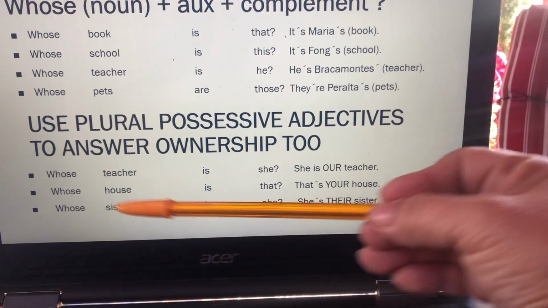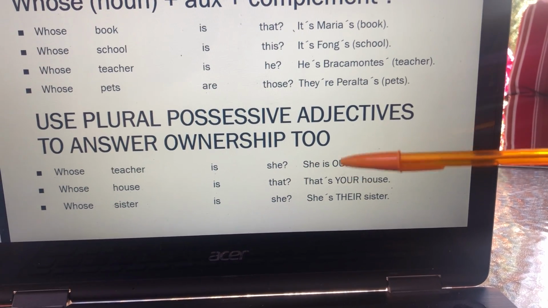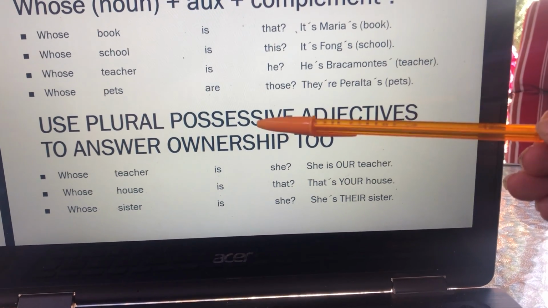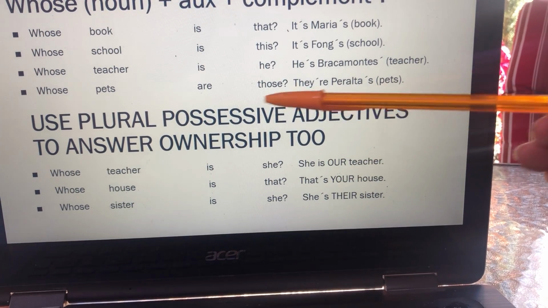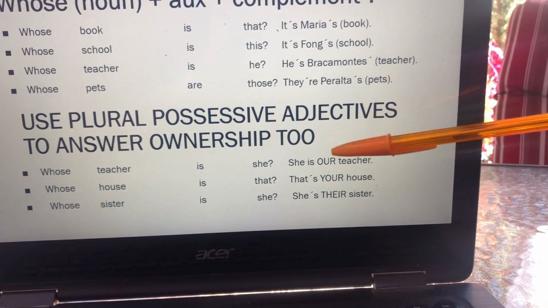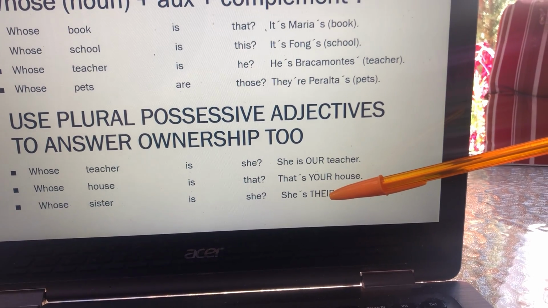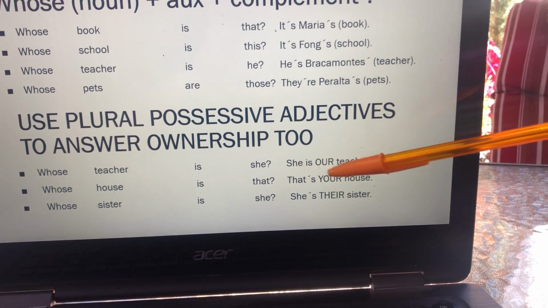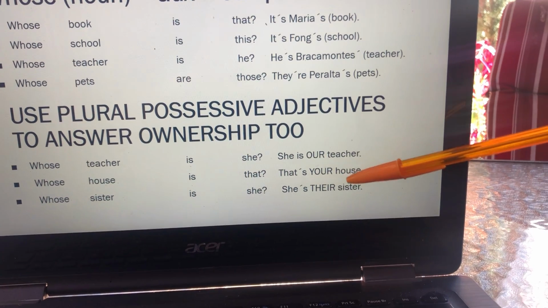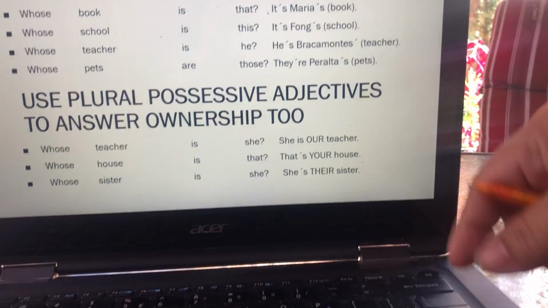So in this case, use possessive adjectives to answer ownership too. In this case, whose teacher is she? She's our teacher. When we are talking about possessive adjectives, we are speaking about our, your, their, right? For example, she's our teacher, that's your house, she is their sister.